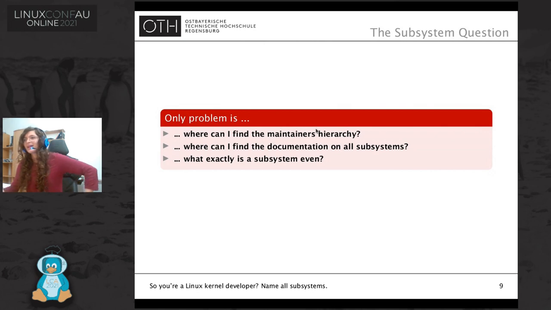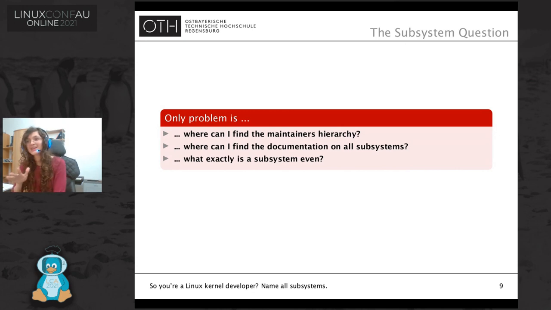So the problem is there is no clear-cut definition of the maintainers hierarchy. And this is where all these questions started. So we did a little bit of brainstorming and we thought, okay, so there's supposedly this thing like subsystem maintainers, but actually where can I find documentation on all subsystems? And one question led to another and you find yourself thinking, what exactly is a subsystem even? And thus the name of this talk. This may seem like a really trivial question, but I do invite you to pause and ponder for a second on this, because if I were to ask you right now, what exactly is a subsystem? What would you tell me?